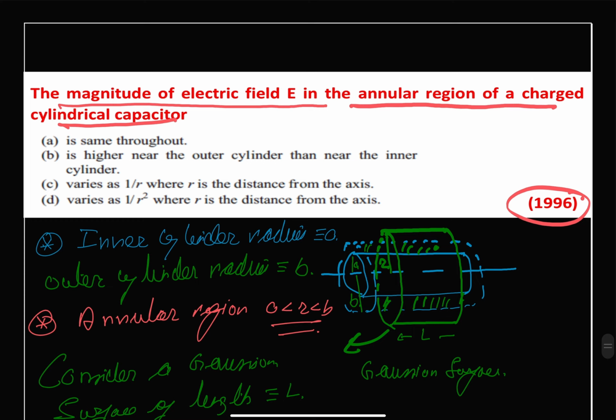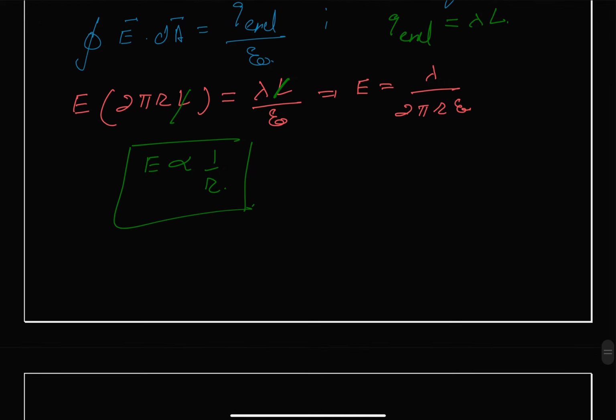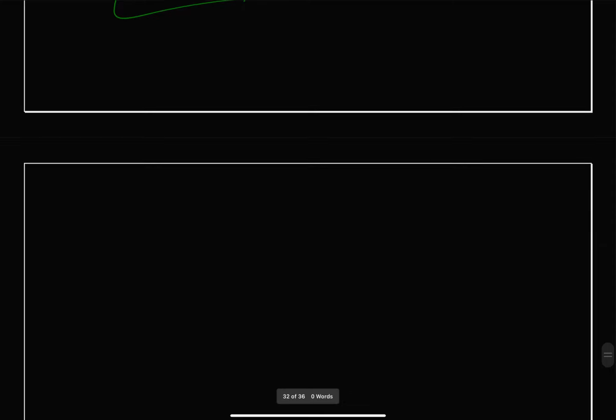So we can say that the electric field varies inversely with R. Option C is the correct one. Next question.